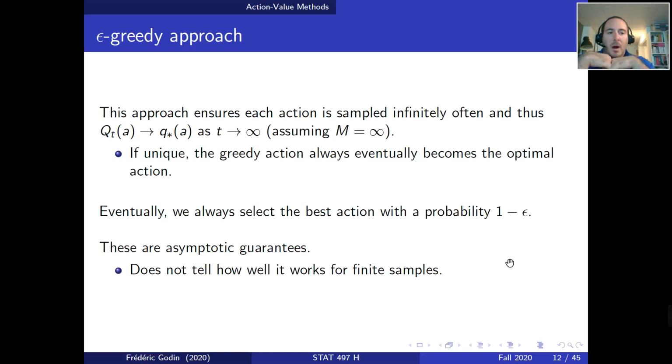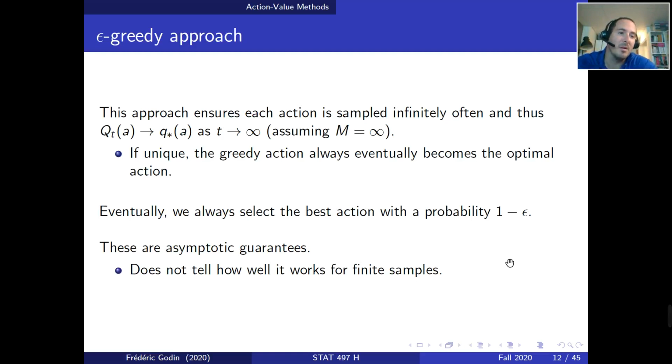What are the properties associated with these methods for selecting actions? If you have an epsilon-greedy approach in our k-armed bandit problem, this will ensure that as t tends to infinity, where t is the current time step, so you have an infinite number of plays in total, as time goes by, you're forced to sample infinitely often from each lever.